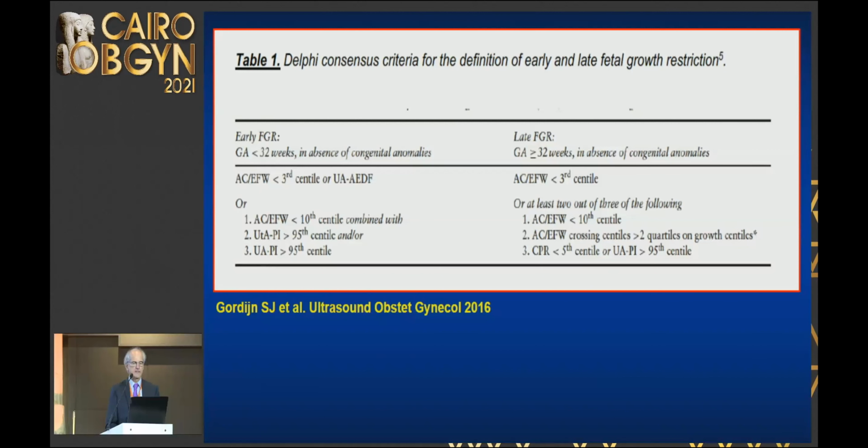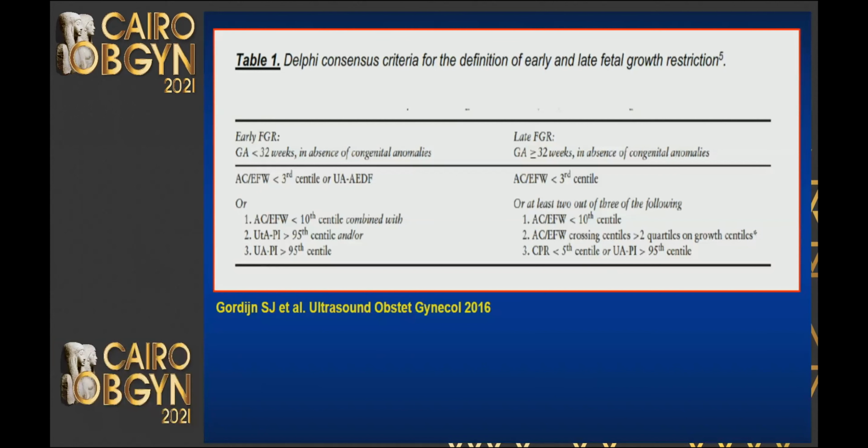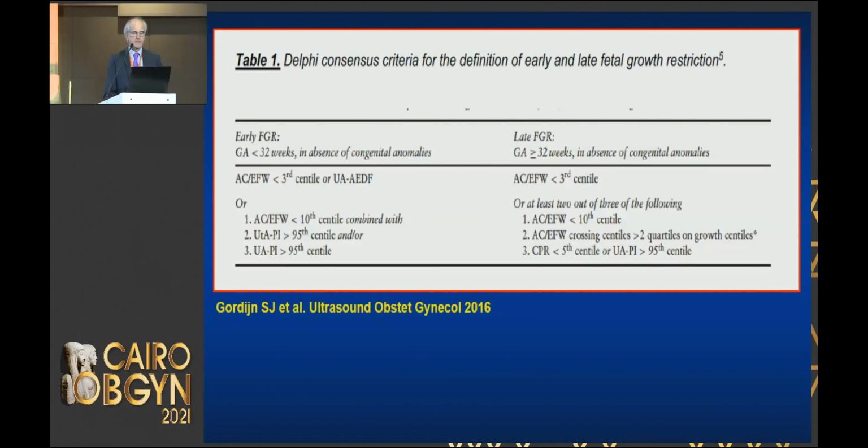versus late fetal growth restriction, which is again estimated fetal weight or AC below the 3rd centile, or at least 2 out of the 3 following parameters: below the 10th centile, or in this case, crossing centiles of more than 2 quartiles in growth centiles, which I have just shown you. And here now, it is the CPR, the cerebral-placental ratio, or as we can see, the umbilical cerebral ratio the other way around, which is abnormal in these cases. That's the definition for late fetal growth restriction.